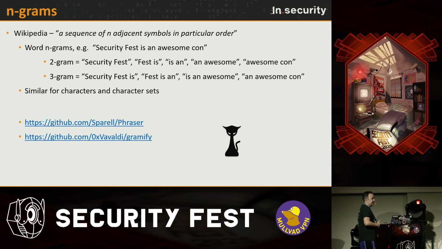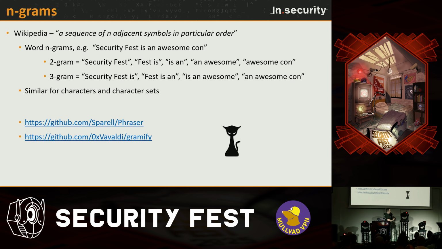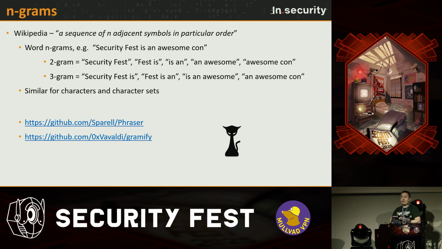Okay, n-grams. These are really under-talked about and underused, but they're fantastic. You can do some n-gram analysis on your pot file with all your cracks that you've got. You can do it on word lists. You can do it on big texts, song lyrics, film scripts. Fantastic things when you're doing targeted word lists. And as you can see here, we've got an example. Security Fest is an awesome con, so you can see that in 2 and 3 gram form there.